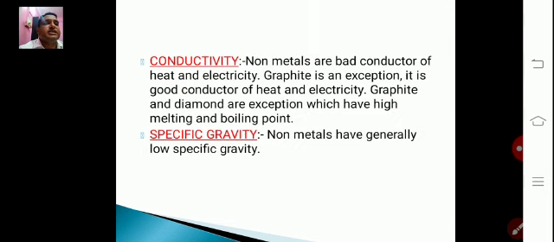The next characteristic is sonorousness. What is sonorousness? This means that solid non-metals do not make a ringing sound when we strike them.